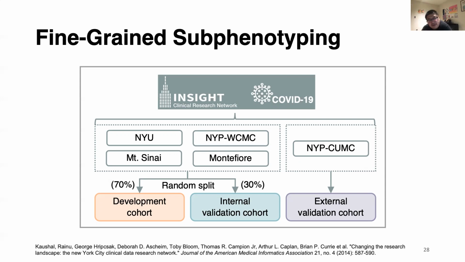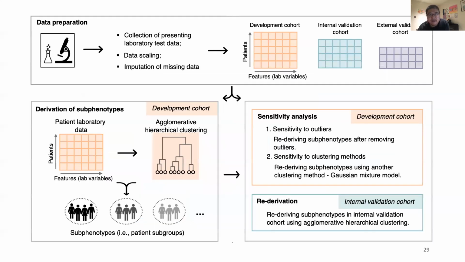And we use NYU, NYP, WCMC, Mount Sinai, Montefiore as the development cohort, and we further split 70% as the development and the other 30% as internal validation cohort, and we use Columbia Medical Center as an external validation cohort for this subphenotype development or discovery process. And this is the entire pipeline.